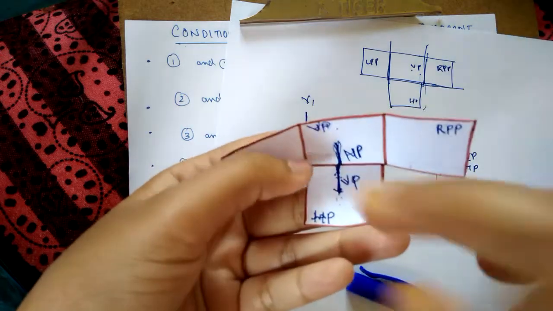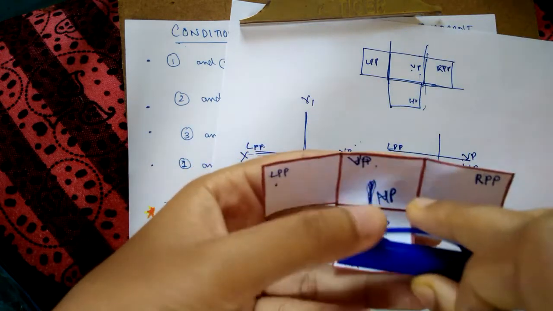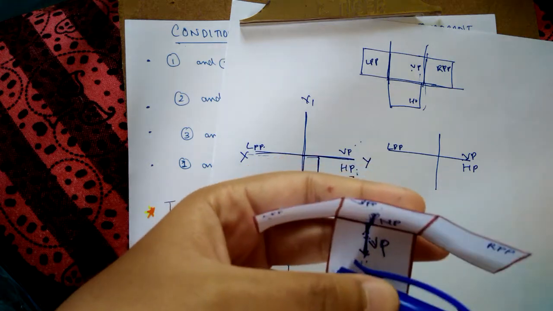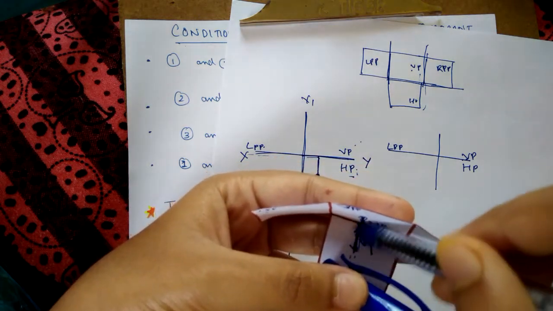So any distance which is from HP will be projected on VP, and any distance which is from the VP will be projected on HP, because since it was in front of VP, we were able to project that line from the top here.